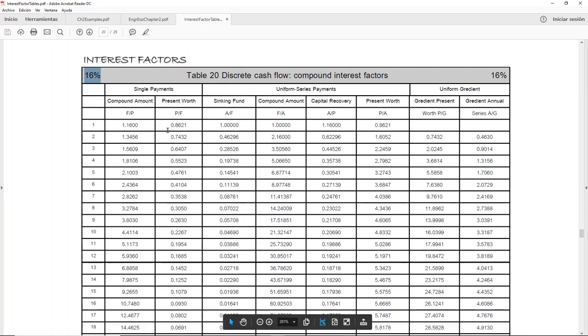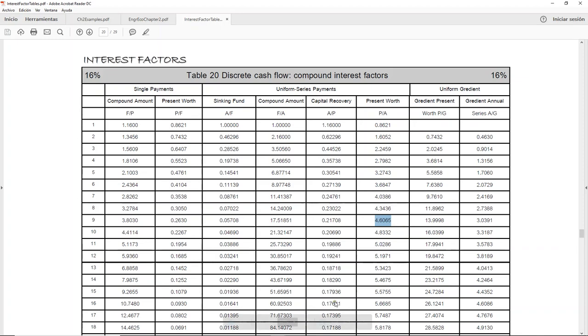So you open your factor table and identify the 16% factor table. Then for this one, we're going to be using a different column. We're going to use the find P given A. We already did in the previous examples the single payments, which are find P given F, find F given P. But now we're jumping into uniform series, which are going to include an A. So in this case, we're looking for find P, and we have given A, so we're going to be focusing on this column right here.